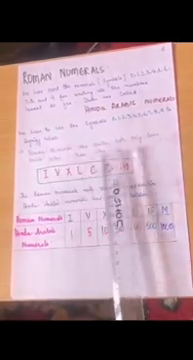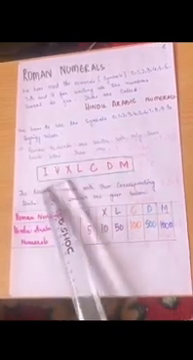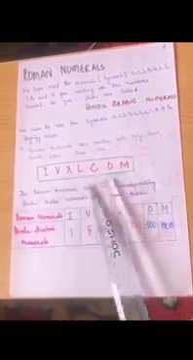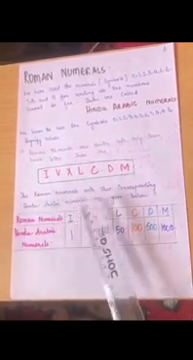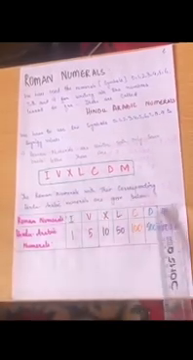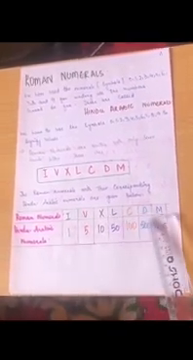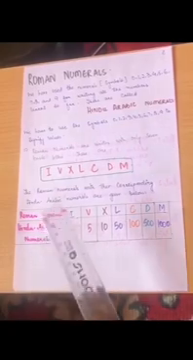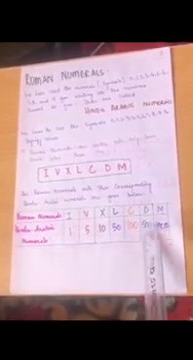Roman numerals are written with only 7 basic letters. These are I, V, X, L, C, D, M. The Roman numerals with their corresponding Hindu-Arabic numerals are given below. Roman numerals I, V, X, L, C, D, M. Hindu-Arabic numerals 1, 5, 10, 50, 100, 500 and 1000.